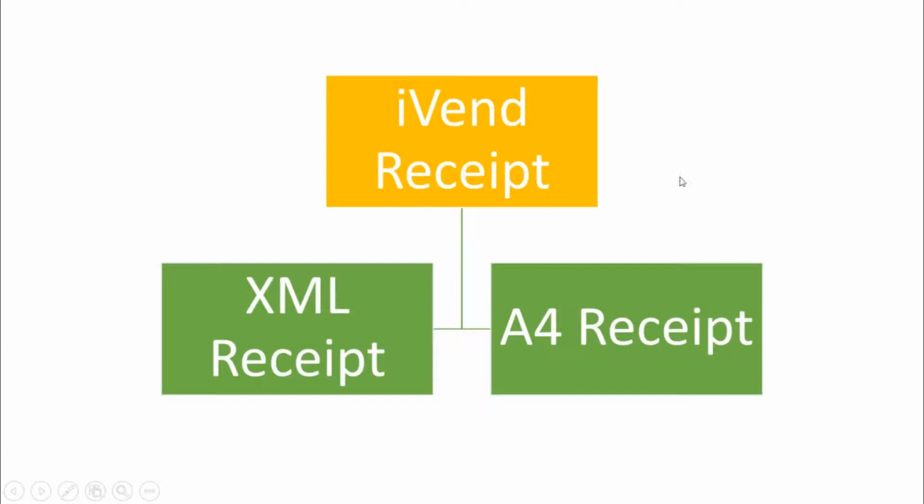Basically, iVend supports two kinds of receipt. The first one is the XML receipt and the second one is the A4 receipt. They are totally different kinds of receipt, with different technology used to design the receipt and to print it out. There are some advantages and disadvantages for each option. So your client should know exactly what the XML receipt and the A4 receipt mean, so you can go with the way you want.